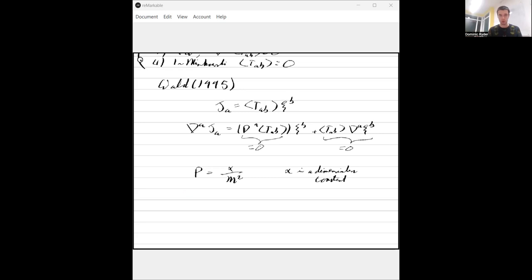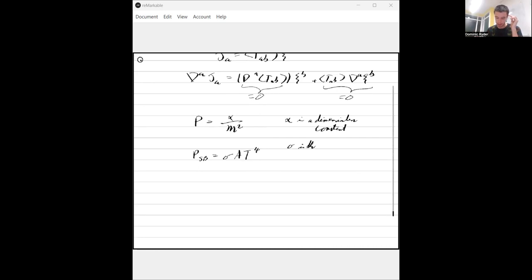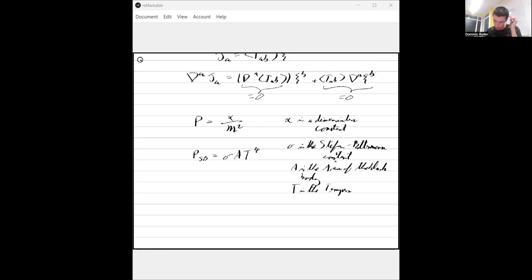So the Stefan-Boltzmann power law for a normal black body, power according to Stefan-Boltzmann, is sigma A T to the 4, where sigma is the Stefan-Boltzmann constant, A is the area of the black body, and T is the temperature.